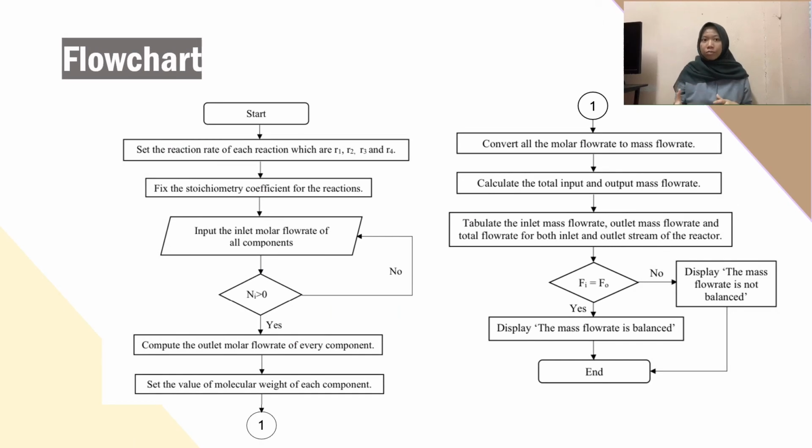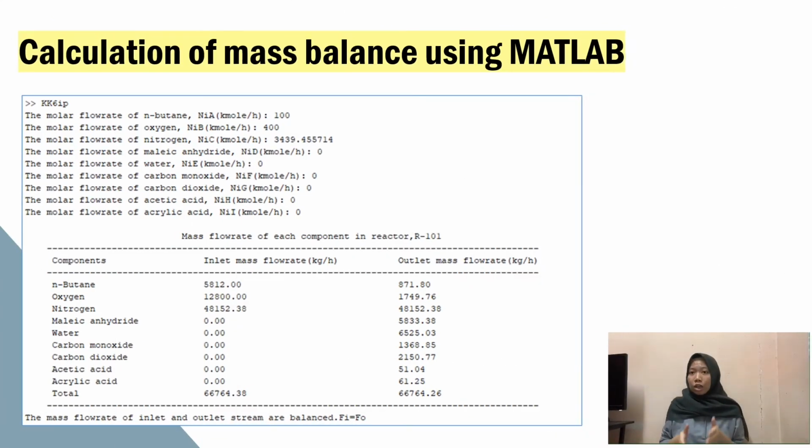After writing the algorithm, we can represent the information in the algorithm as a diagram, which is called a flowchart. A flowchart will always start with start and end with end. Here we show you our flowchart. After we finish both the algorithm and flowchart, we can start writing the code. Here we will show you what will appear in the command window. The program will ask you to insert the input molar flow rates of all components. Then the output will be calculated by the program and the result will be displayed in the command window in a table form. Here we can show you that our mass balance is balanced.